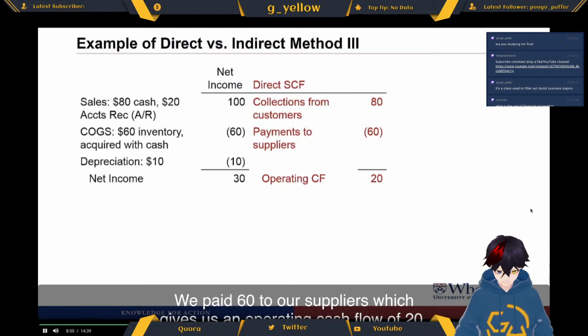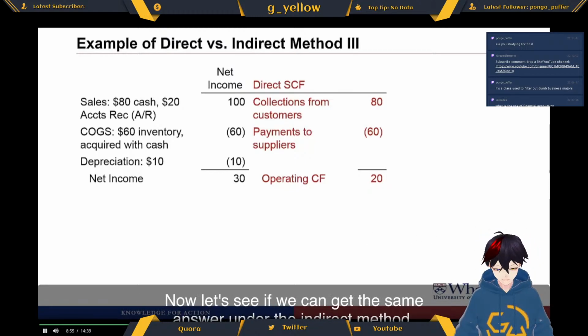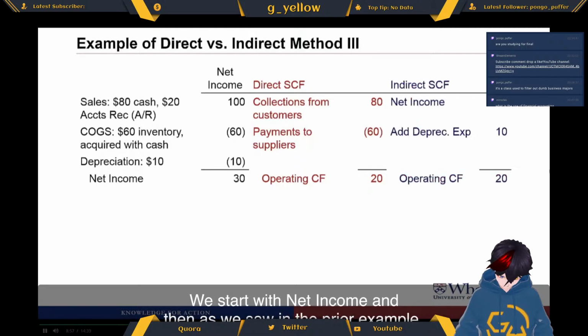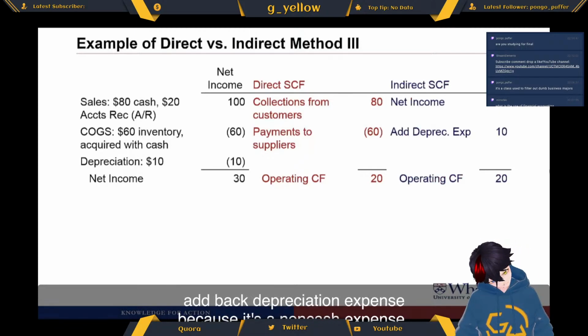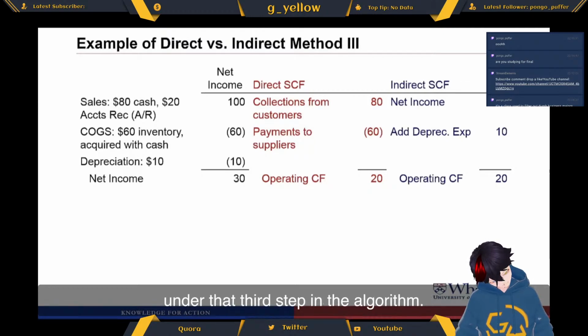flow of 20. So we have less cash flow here because we collected less cash from our customers. Now let's see if we can get the same answer under the indirect method. We start with net income, and then as we saw in the prior example, add back depreciation expense because it's a non-cash expense. But now we have a change in accounts receivable that we have to adjust for under that third step in the algorithm.